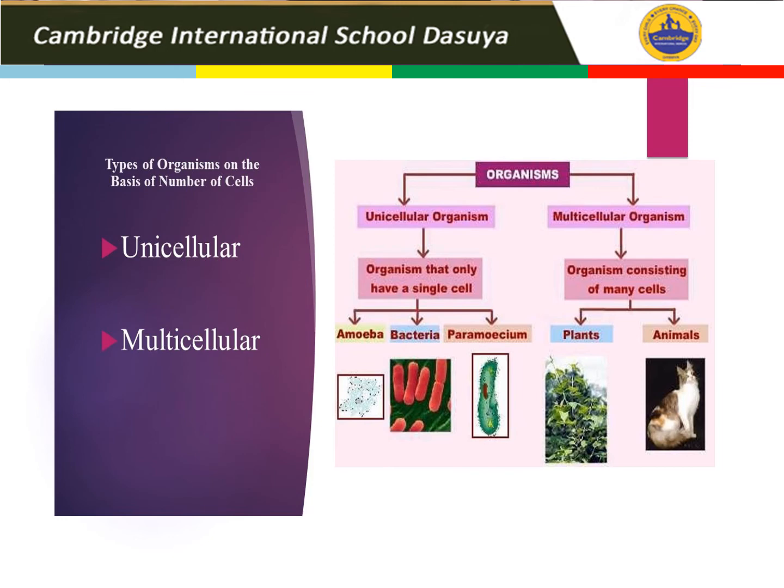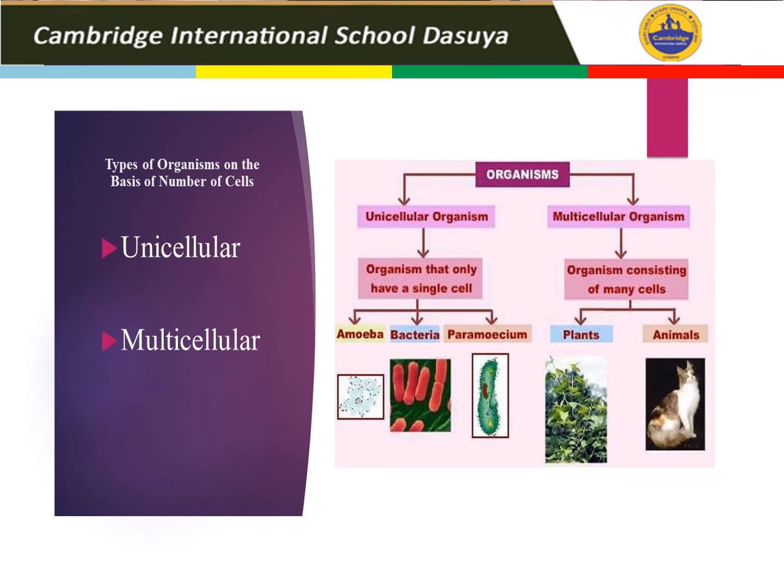Dear student, now we have to discuss types of organisms. There are two types of organisms on the basis of cells: unicellular organism and multicellular organism. Unicellular organisms are organisms that are made up of a single cell and may constitute a whole organism. Examples: amoeba, paramecium, bacteria. These organisms only have a single cell.